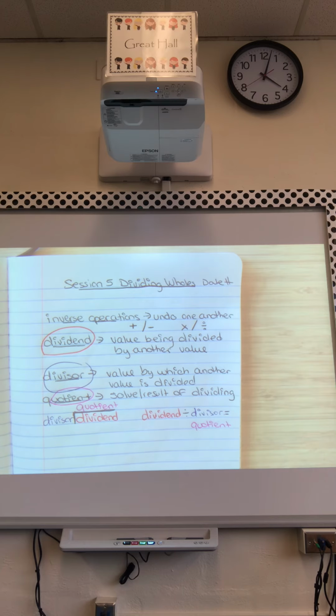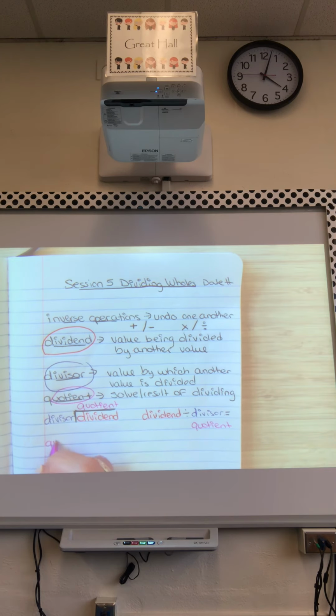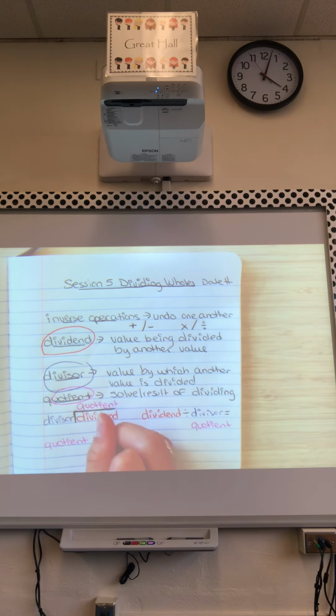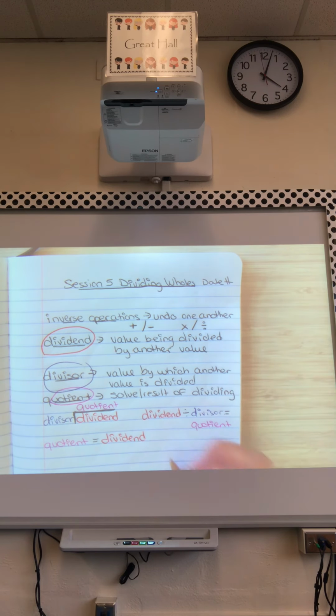And your quotient can be on the opposite side as well, but you cannot flip-flop your dividend and your divisor. So you can have quotient equals dividend divided by divisor. Sorry about that. Divisor.